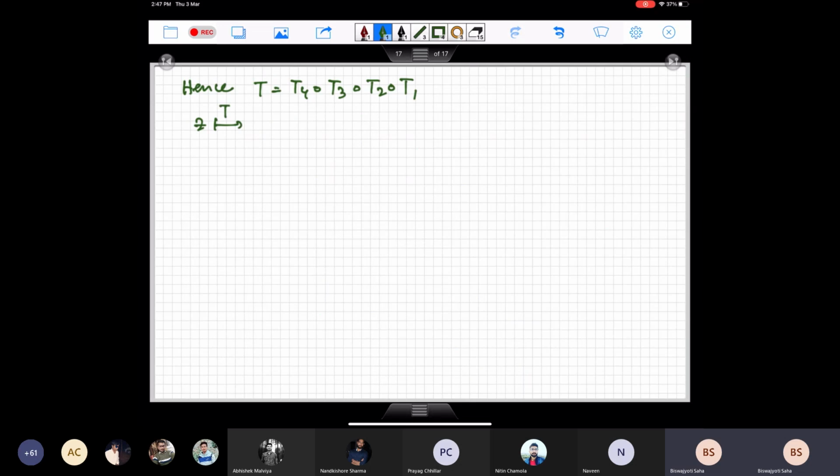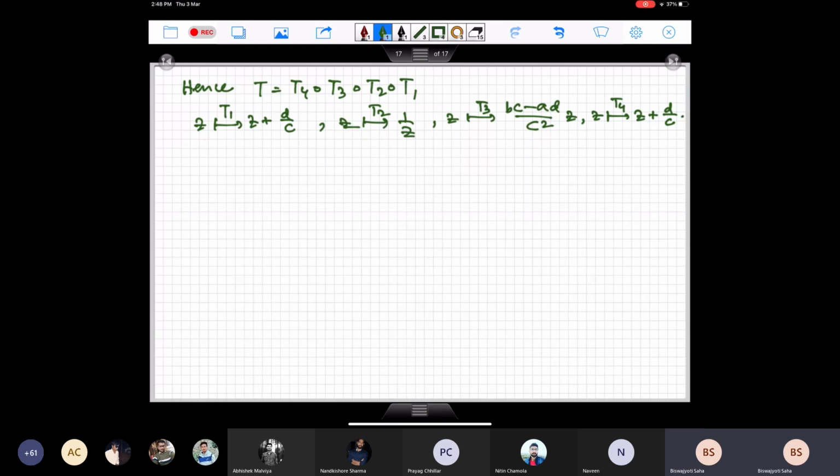The T1 was sending Z to Z plus D by C, T2 was sending Z to 1 over Z, T3 was sending Z to, it was a scalar multiplication, so (BC minus AD) divided by C squared times Z, and eventually T4 was sending Z to Z plus A by C. So this is the trail that we see, and we get that T is equal to T4, T3, T2, T1. Okay, so this is what we have.